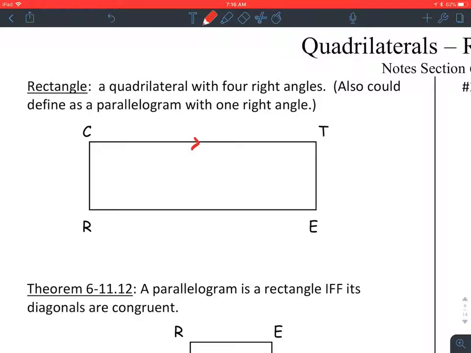So a parallelogram, opposite sides are parallel. It's a rectangle, so all the angles are 90 degrees. Other facts that fit with parallelograms fit with this. Opposite sides are the same length. That is a rectangle.